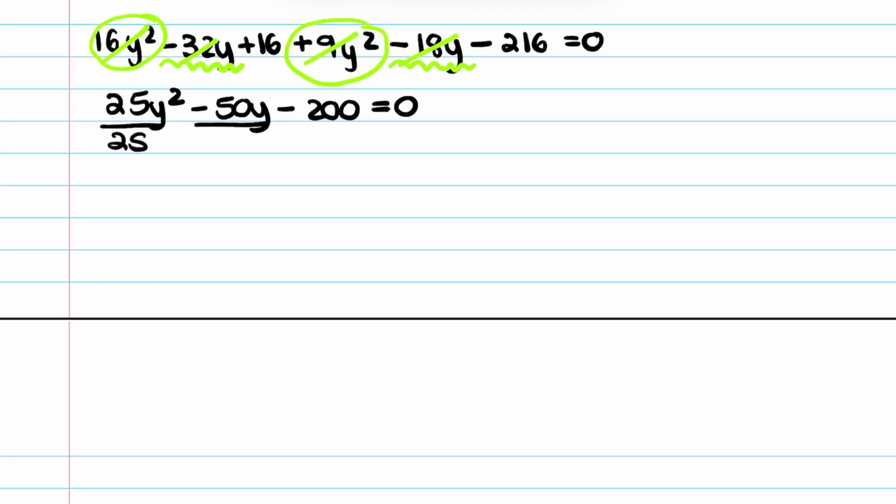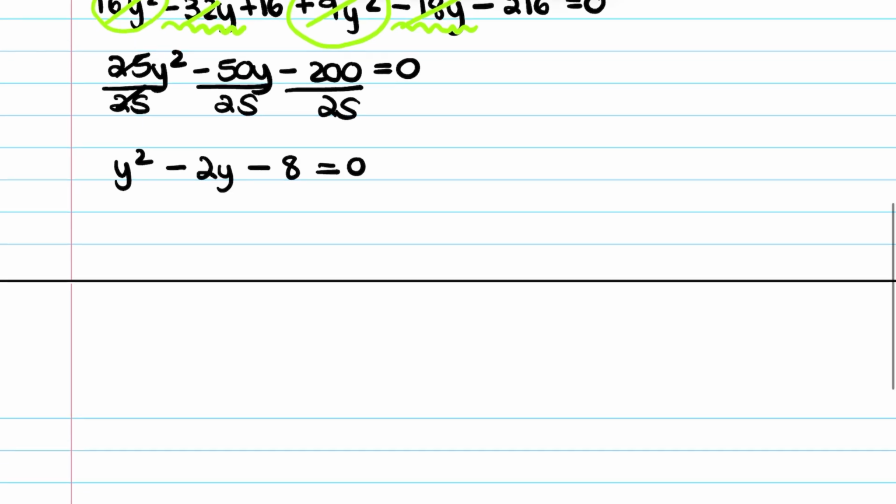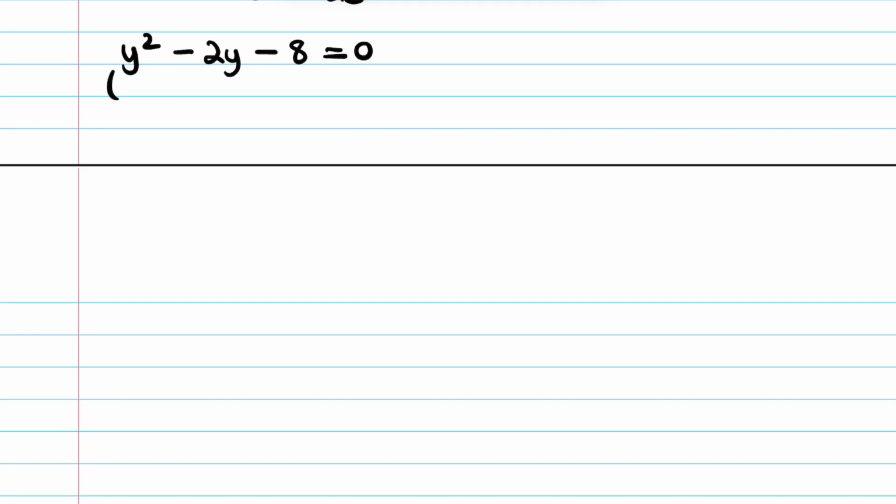It's at this point that you should be able to see that you can divide everything by 25. Remember, you want to make your life as easy as possible. So what we will be left with here is y squared, because the 25 and the 25 will cancel each other out, minus 2y minus 8. That will give you 0. Awesome stuff. Now we are in a position to factorize.